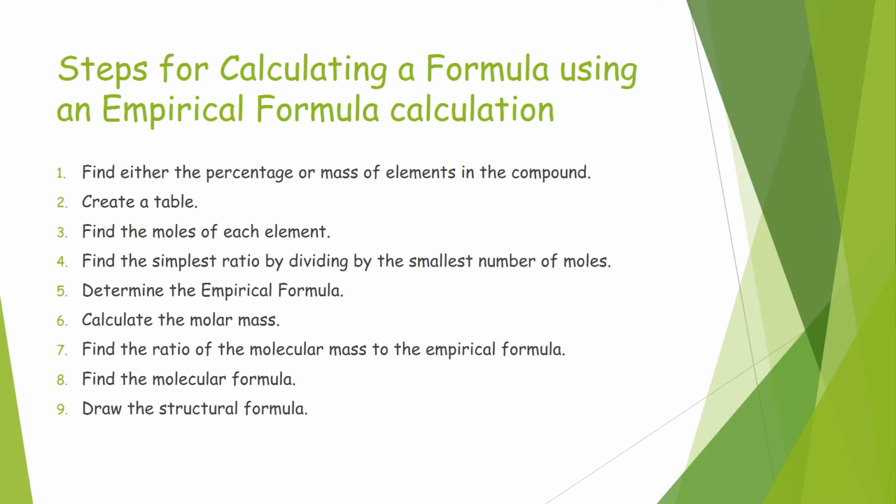You'll notice here that the steps are very much the same as before, except this time, instead of being given the percentage or the mass of the elements, we're going to calculate them using a combustion reaction. It can also be done from other types of reactions, and later on as you start doing these you'll also see that they'll use titration and they might use precipitation reactions in order to calculate the mass. The rest is pretty much the same. We'll create a table, find the moles, simplest ratio, and work out the empirical formula.